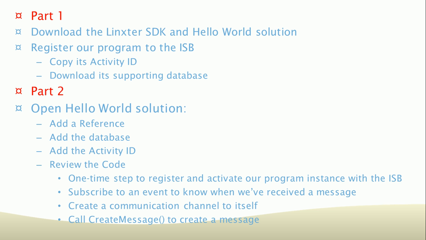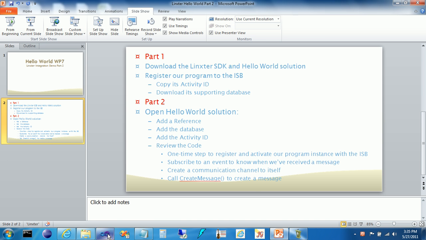In Part 2, in our solution file, we will add the Linxter SDK reference, add the database, and add the activity ID. In the code, we will review the one-time step to register and activate the program instance, and look at how we subscribe to the event to know when we've received a message. We will create a communication channel to our own program instance, and we will call create message. Alright, so let's go ahead and jump into the code.